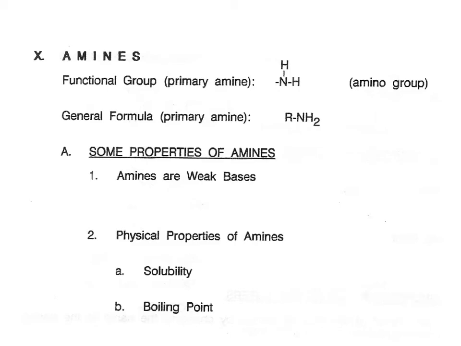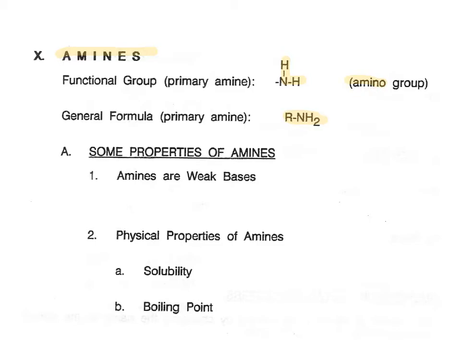This is the last group that we're going to be working on naming, and that is the amines. We're specifically looking at primary amines. We will not be discussing the other types. An amine has a nitrogen with 2 hydrogens on it, and so we're going to see that as our functional group. The general formula is RNH2, and this is known as an amino group.